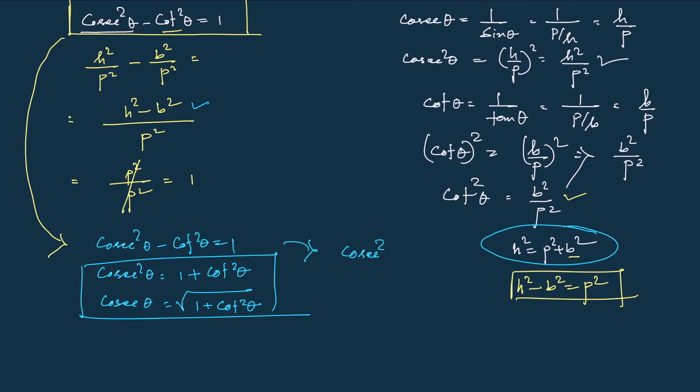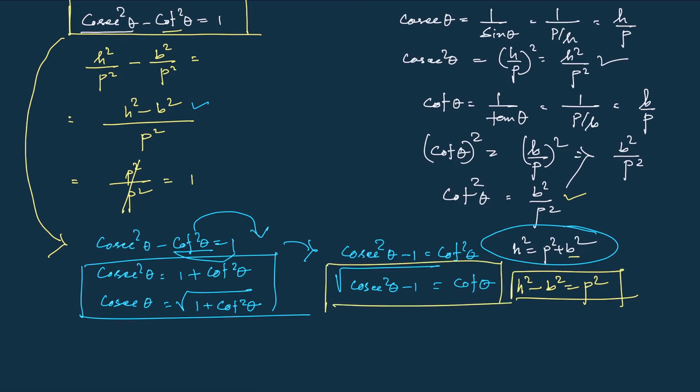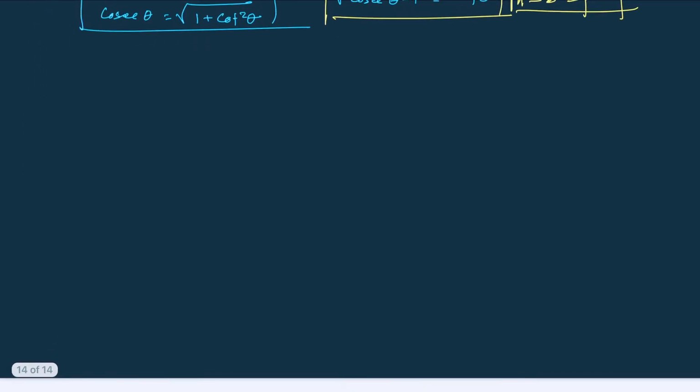Next, if I keep cot square theta fixed, if I bring this cot square theta to the right hand side and this 1 to the left hand side, it is going to be cosec square theta minus 1 is equal to cot square theta. So square root of cosec square theta minus 1 will be cot theta. This is the other formula that we have derived.